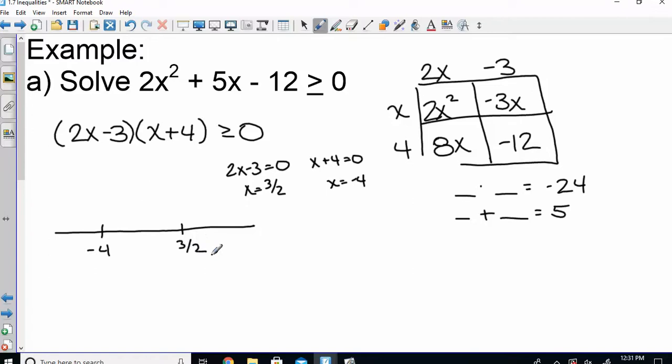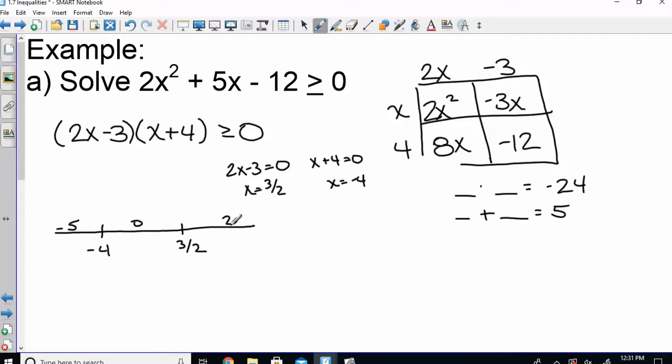When you put them on your number line, the smaller one has to go on the left. And then I think a couple of you like to plug in points. The majority of you are using the graph. I'll go ahead and talk about both ways, just so everybody's seeing however they want to think about it. When you do test points, you have to pick a number for each interval. So smaller than negative 4, right? In between negative 4 and 3 halves, and bigger than 3 halves.